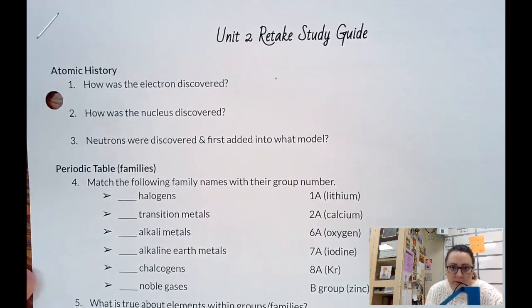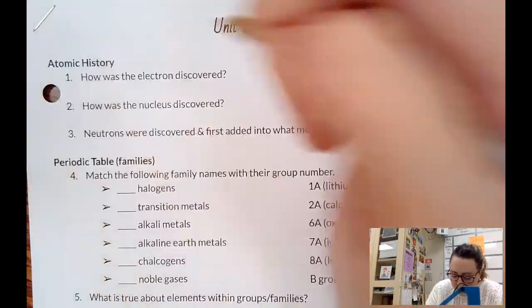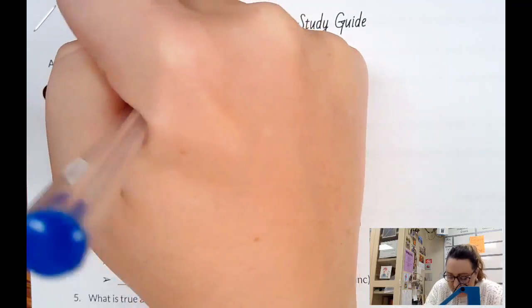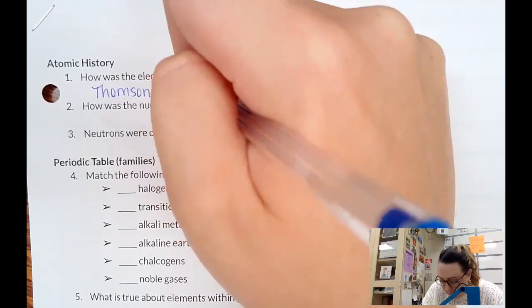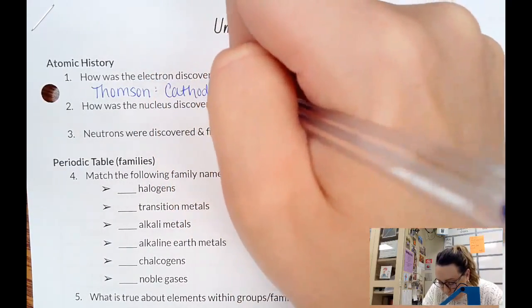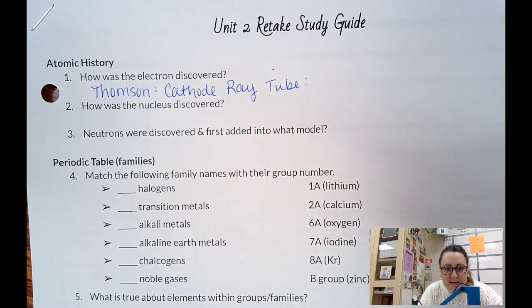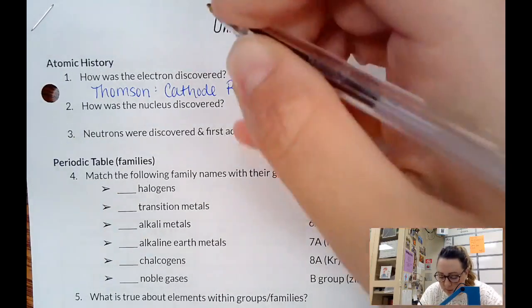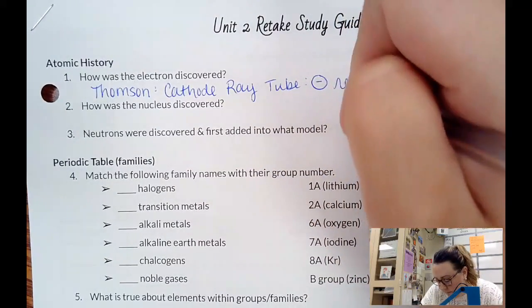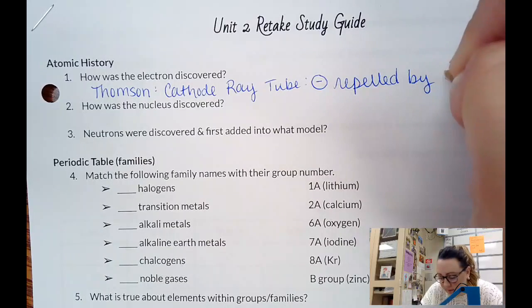Hey, let's go through the Unit 2 Retake Study Guide. How was the electron discovered? Well, it was Thomson, and he used a piece of equipment called the cathode ray tube. And he realized there must be these negatively charged things because they were repelled by positive charges.